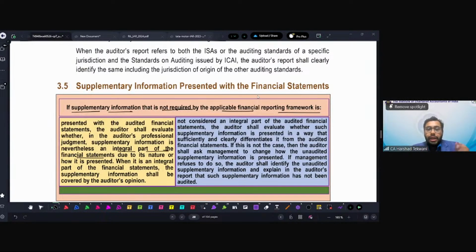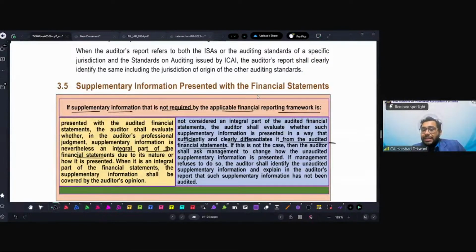As a result, if that is not the integral part of the financial statement, you need to ask the management to clearly and sufficiently differentiate this information from the audited financial statement. Present it in such a way that it appears separate from the audited financial statement. So you need to ask management to sufficiently and clearly differentiate this information from the audited financial statement, so that the reader does not misunderstand this particular information as the audited financial statement. Okay.